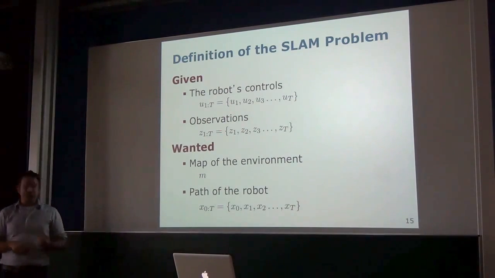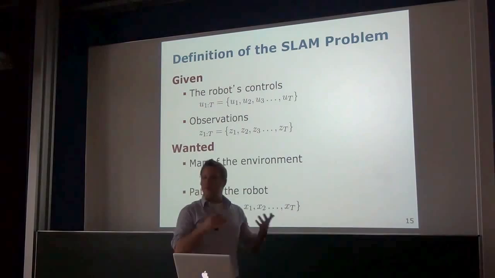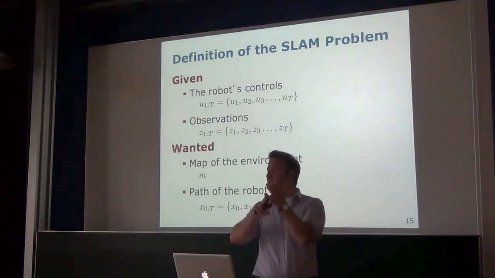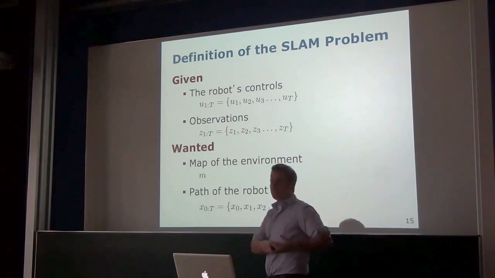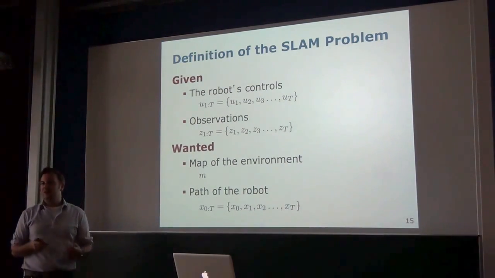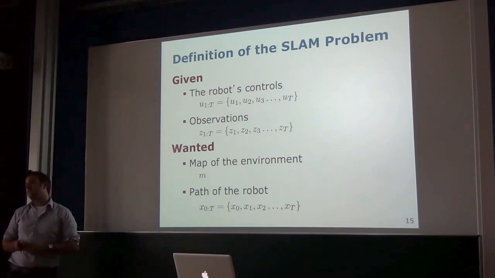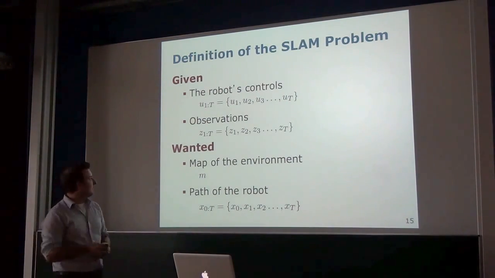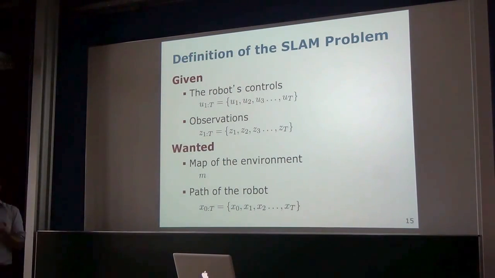The second thing you have are the observations, which we call Z. It's also a sequence of observations, and they strongly depend on your sensor. This can be camera images, individual laser scans, sonar proximity measurements, GPS measurements, whatever sensor your system actually uses. This is the sequence of observations that happen, and we can record it just by recording the sensor measurements of the robot.